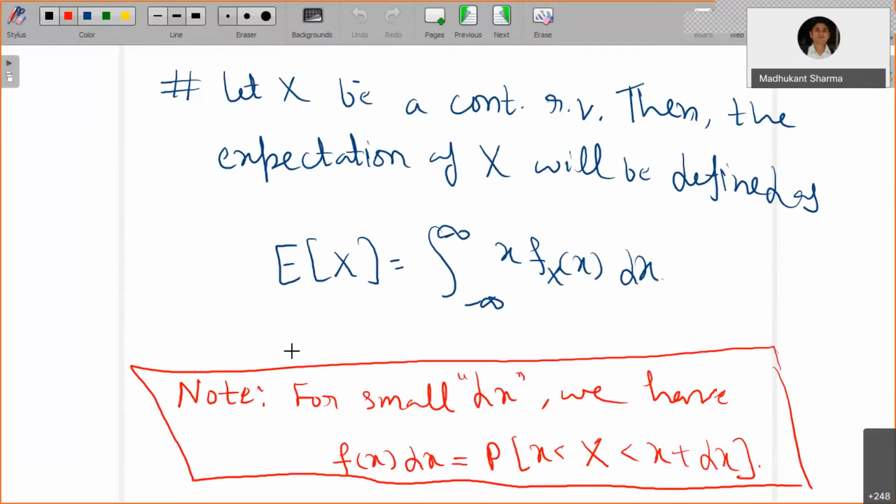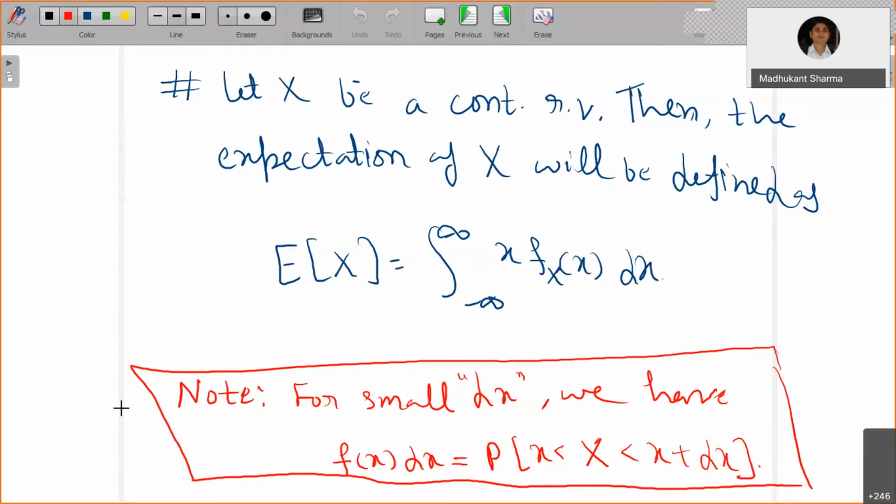Okay, so now let X be a continuous random variable. As I already mentioned, we can naturally define the expected value for a continuous random variable. So let X be a continuous random variable, then the expectation of X will be defined as the integration from minus infinity to infinity of x times f_x of x dx.